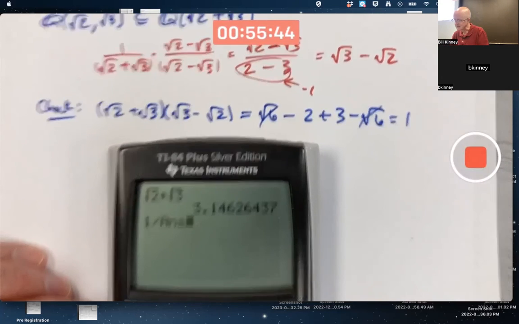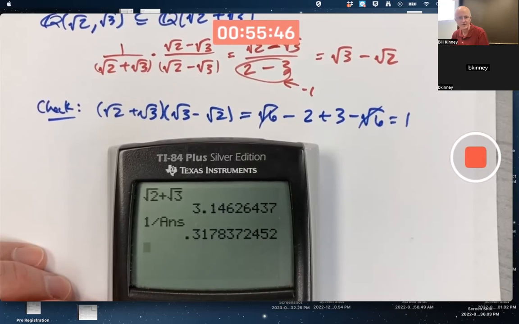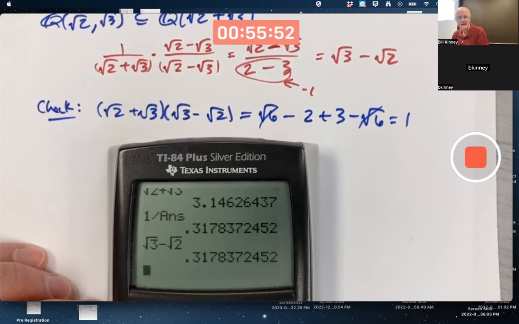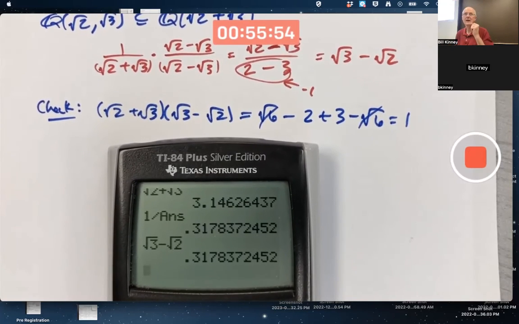1 divided by that is its reciprocal. That should be the same as square root of 3 minus square root of 2. Square root of 3 minus square root of 2. Yeah, okay. It worked. Kind of amazing, but it worked.